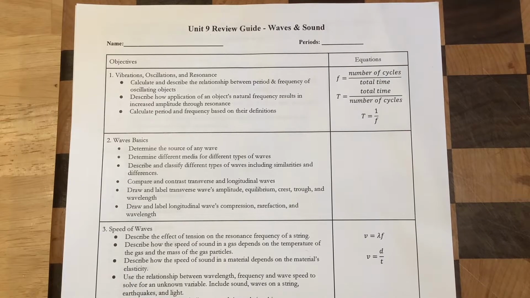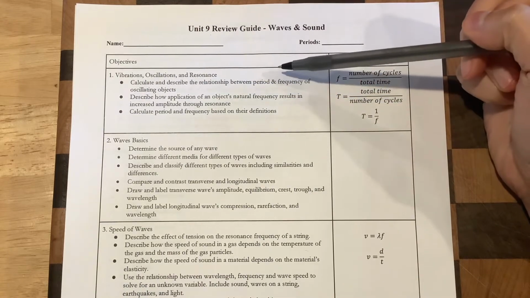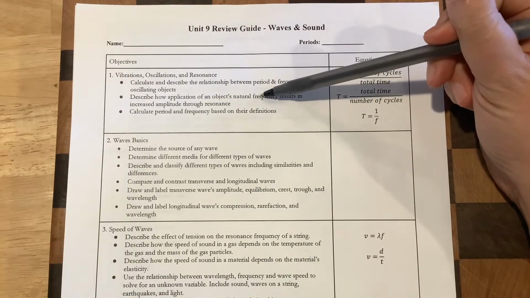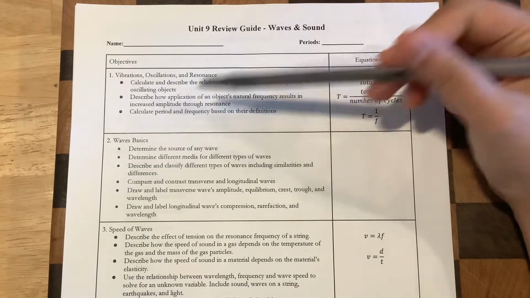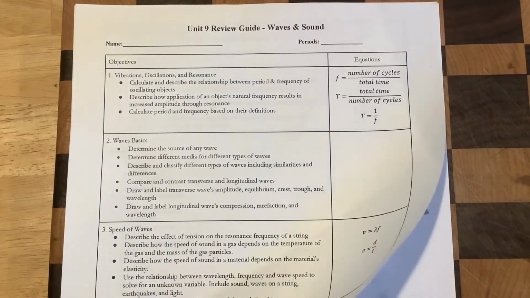Hey, keep in mind you should be trying this whole packet first, then checking the answer key in Drive, and finally skip to the portion of this video that you need to review. Plus, each one of these sets of standards goes along with one page of material. So the first page is going to have how to calculate and describe period and frequency, how the natural frequency results in increased amplitude through resonance, and how to calculate period and frequency based on their definition.